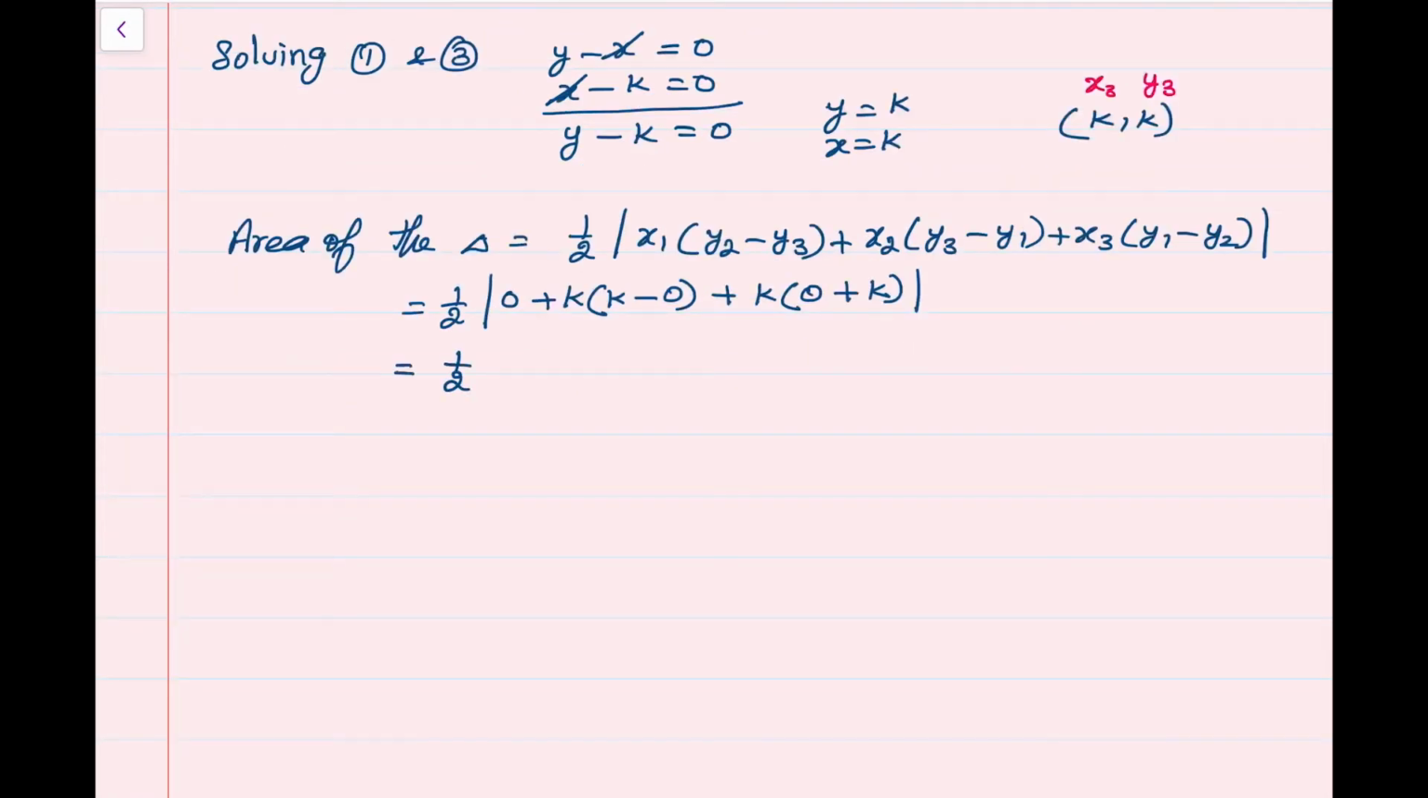Half into absolute value of k square plus k square. The answer is half into 2k square. Because of k square, we can remove the absolute value sign. Therefore, the area of the triangle is k square square units.